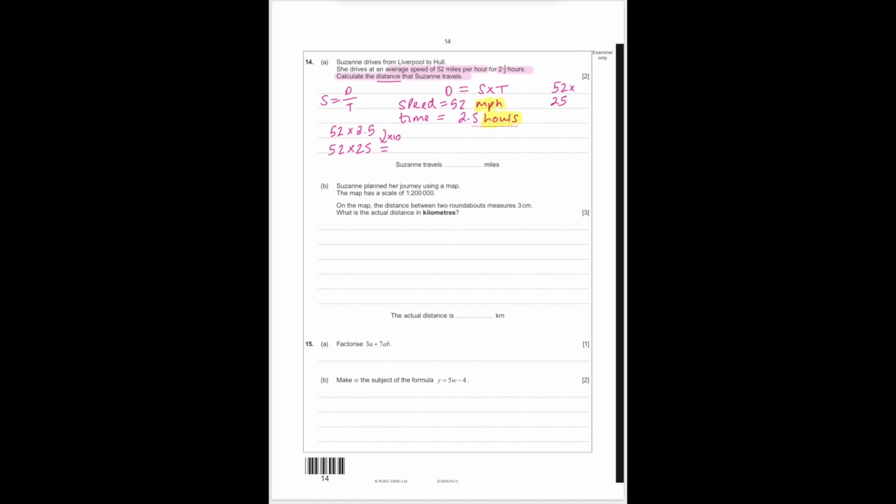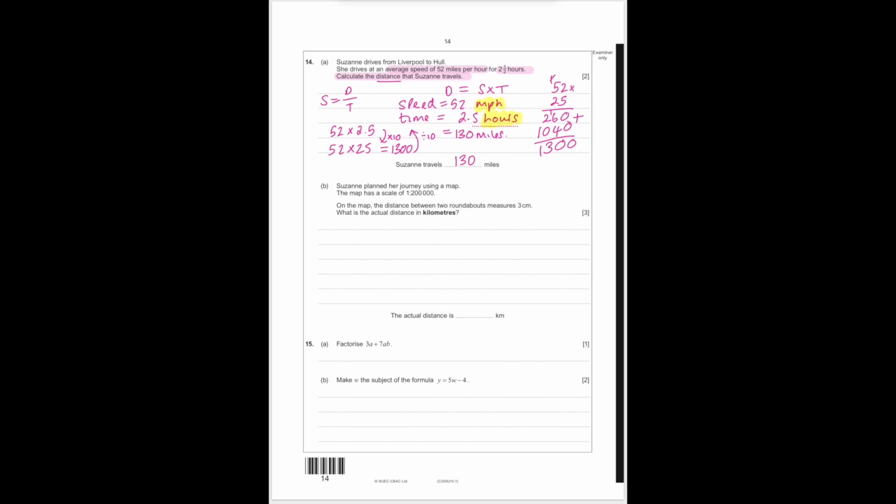So 52 times 25. 5 times 2 is 10. That's 25, that's 26. 2 times 2 is 4. That's 10. That's 0, 0, 3. So that's 1,300. But because I'm multiplying by a decimal, I need to reverse that multiplied by 10. So 1,300 divided by 10 is 130 miles, because our time was in hours and our speed was in miles per hour. So I'm going to pop 130 on the answer line.